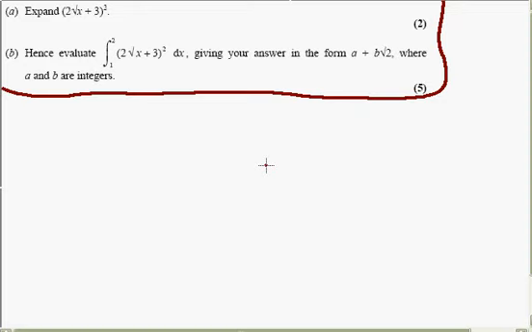Okay, we're going to deal with this integration problem that has square roots. First of all, I'm being asked to expand this squared double bracket. Let's do this the way we know how. So I'll write it as 2 square root of x plus 3, 2 square root of x plus 3.